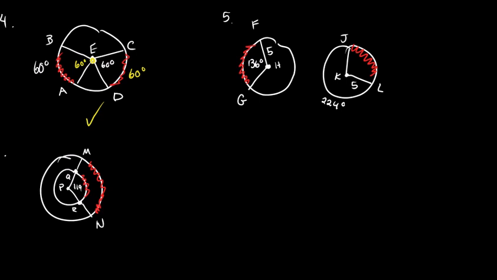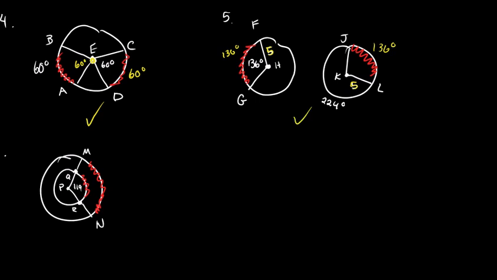For number 5, I actually have two separate circles, so I need to know that they're the same size. So their radius is 5. Alright, and I need to know the arcs. So here, central angle is 136. So that means that is 136. Here, 224, if I take that away from 360, then I know that this arc is going to be 136 degrees as well. So that means that they are both congruent.